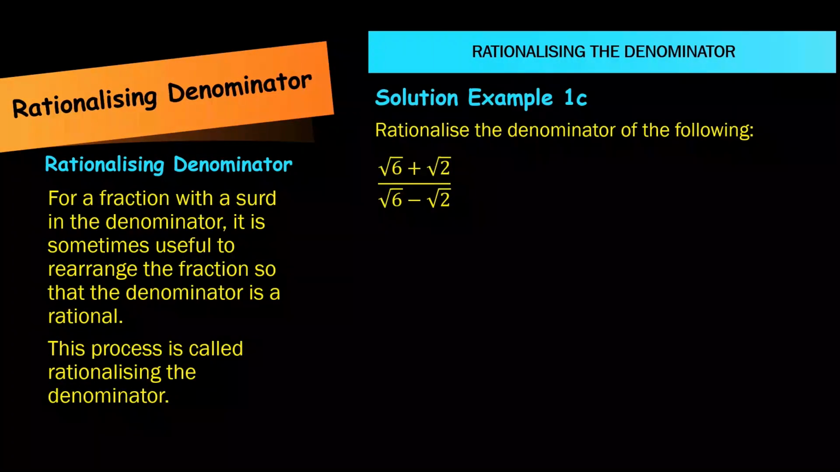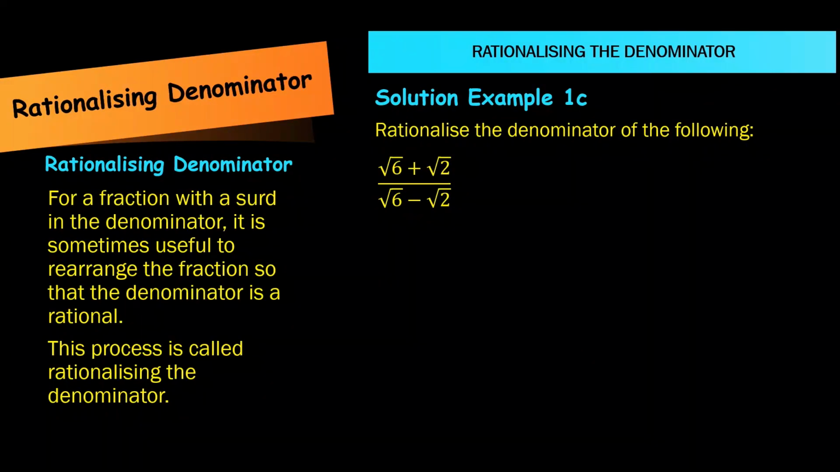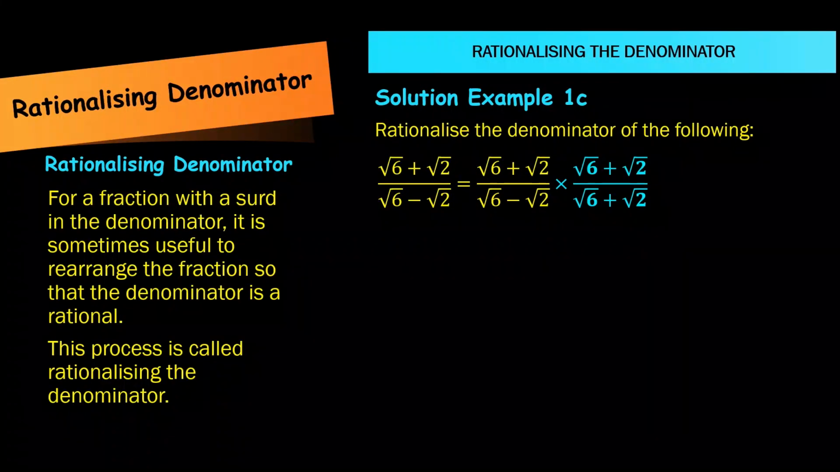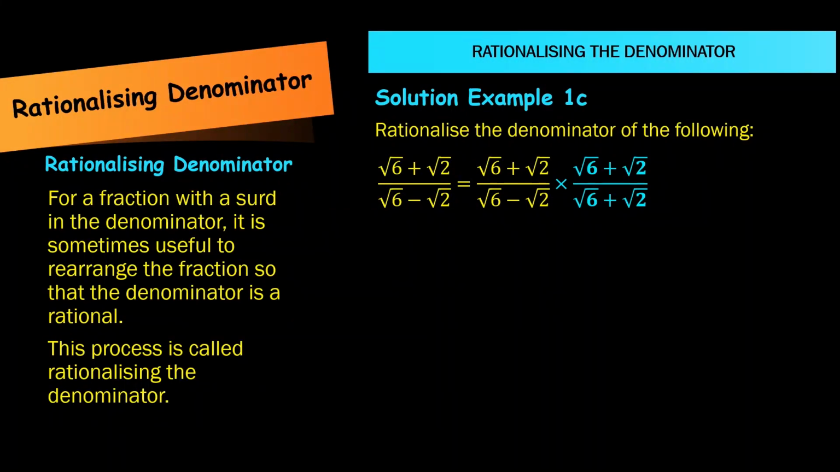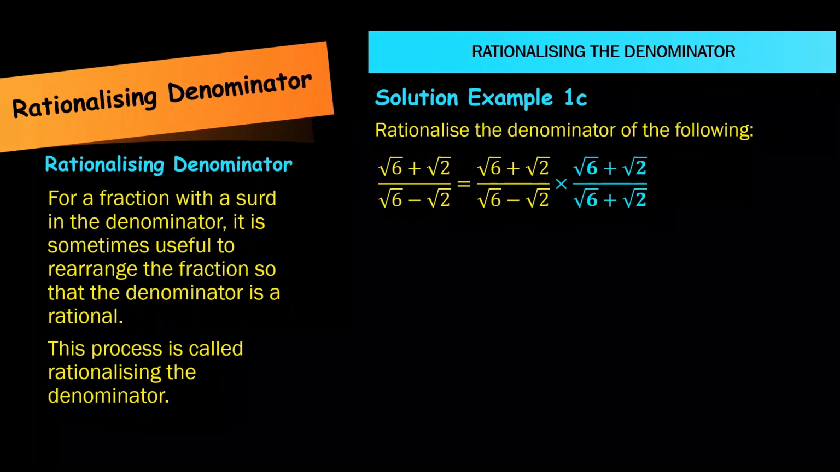And now for part C. We are required to rationalise the denominator of the expression shown on your screen. So notice the denominator, we have root 6 minus root 2. What do you think we need to multiply the numerator and the denominator by in order to make the denominator rational? We multiply by root 6 plus root 2, divided by root 6 plus root 2.